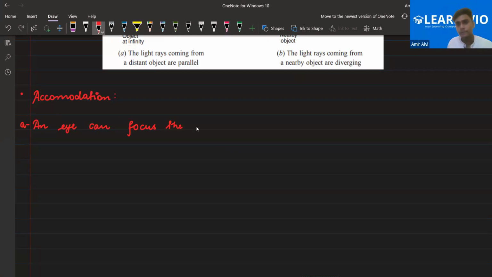Focus the images of the distant objects as well as the nearby objects.